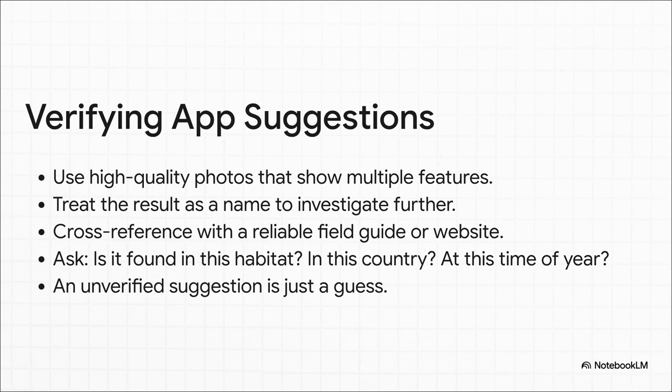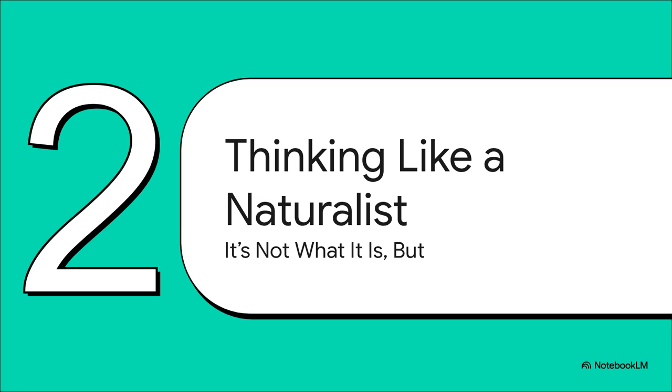You look it up in your field guide or on a reliable website. And you have to ask the big questions like, wait, is this species even found in my country? Does it actually live in a forest like this one? Is it even the right time of year for this flower? If the context just doesn't line up with the suggestion, you can't trust the ID. Because without that verification, an app's result is just, well, it's just a guess. All right, so using our tools better is step one.